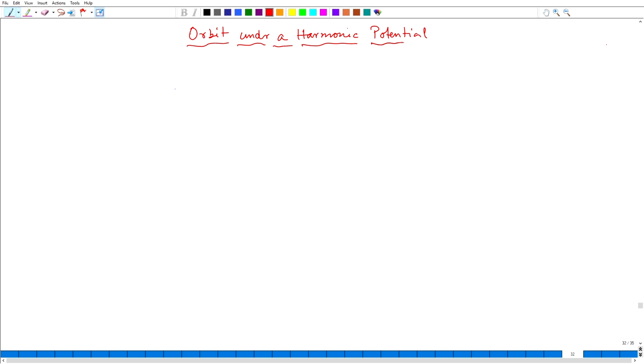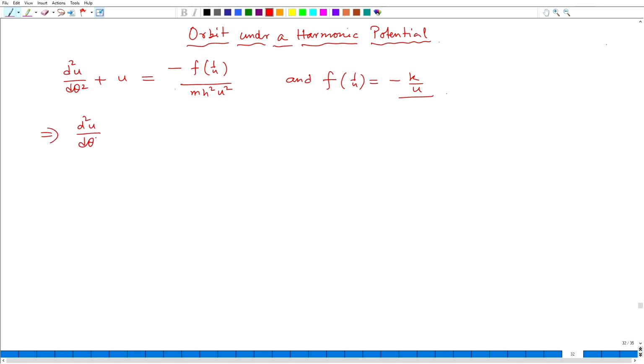Here again the routine process is to go through the Binet equation, which is d2u d theta 2 plus u is equal to minus the force law by m h square u square. f of 1 over u is simply minus k by u, because this is equal to minus k r. Then you can write d2u d theta 2 plus u is equal to k by m h square u cube. Since this is a constant, I call this alpha. So this will be alpha by u cube, where alpha is nothing but k by m h square.